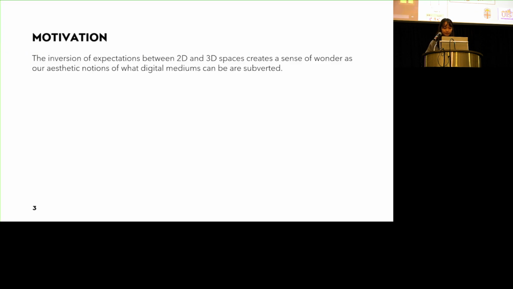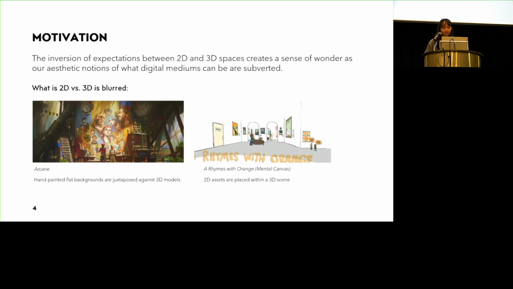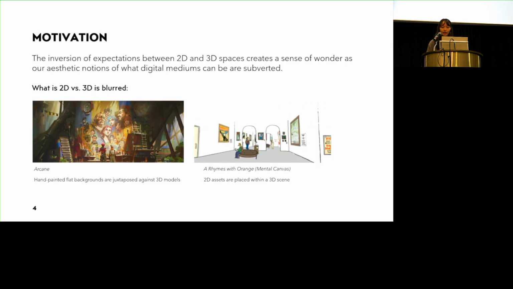So this project was motivated by the idea that in visual art, there's usually an expectation of what flat 2D art versus modeled 3D art looks like. For example, maybe we associate 2D with something that's more painterly and 3D with something that's more smooth. However, when these spaces are crossed or blended, then there's almost a sense of wonder as we are encouraged to reevaluate our preconceived notions. So here I have two examples that do this with contrasting effects.